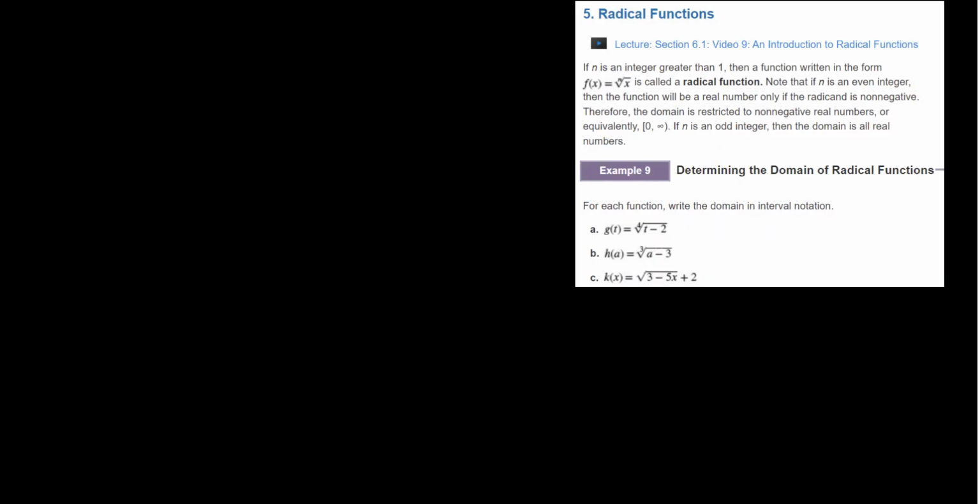All right, so looking here, if n is an integer greater than 1, then a function written in the form f of x equal to the nth root of x is called a radical function. It's implied. When we have f of x, we know it's a function. When we have a radical in there, it is a radical function. Note that if n is an even integer, then the function will be a real number only if the radicand is non-negative. Therefore, the domain is restricted to non-negative real numbers, or equivalently 0 to infinity.